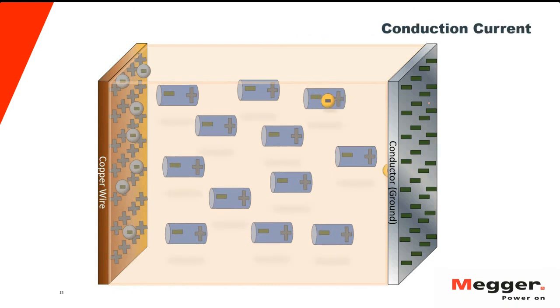Now here comes the conduction current. That is the current that we are looking for. The leakage current that is passing through our insulation when we inject the DC voltage. So that is the current that we are looking for.